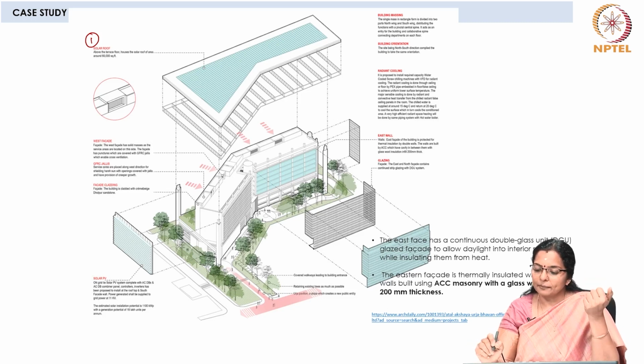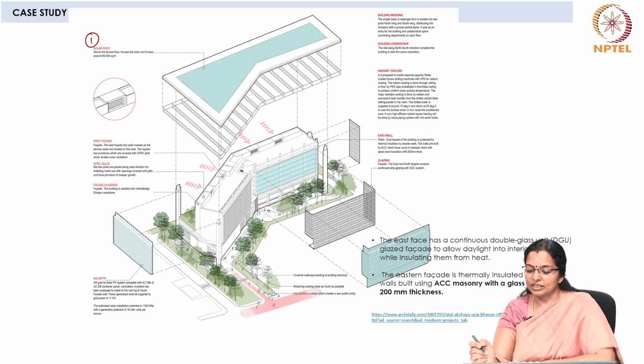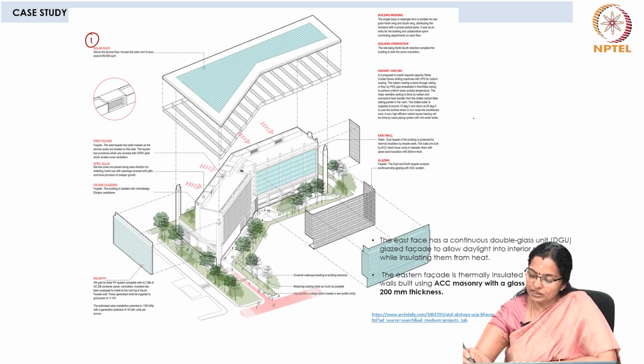installed in abundance, and the single mass in rectangle form is divided into two parts, north wing and south wing, which distributes the functions with a pivotal central spine. This acts as the entry for the building and collaborative spine connecting departments on each of the floors. This building also uses radiant cooling which we will see in the forthcoming classes. The east facade of the building is protected by thermal insulation by double walls.